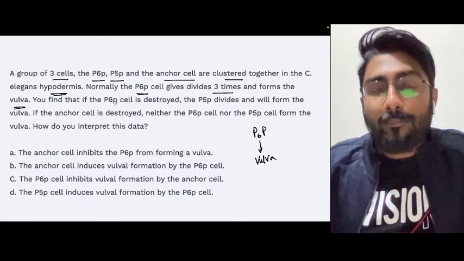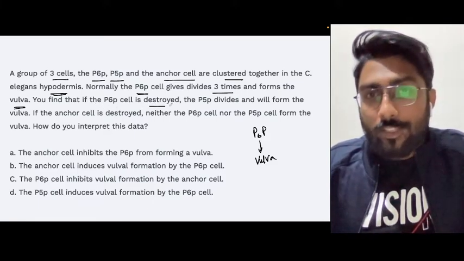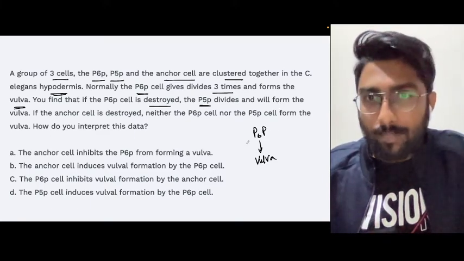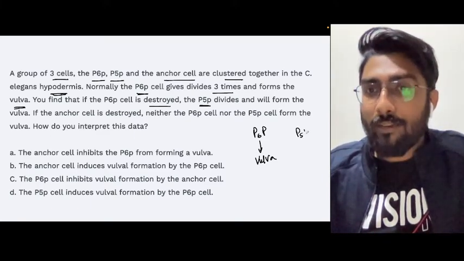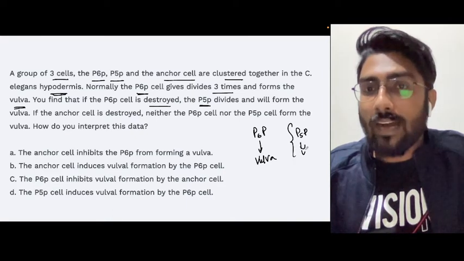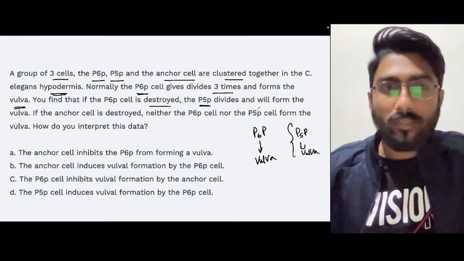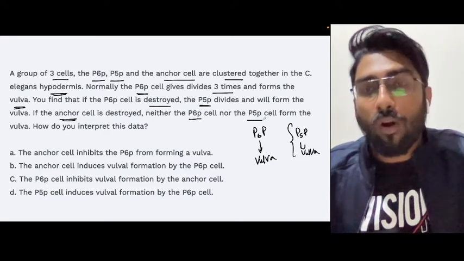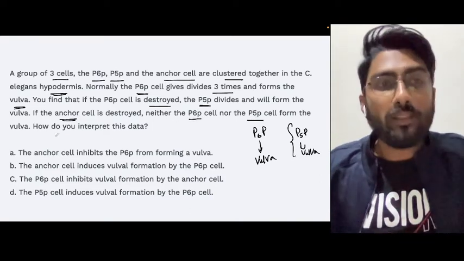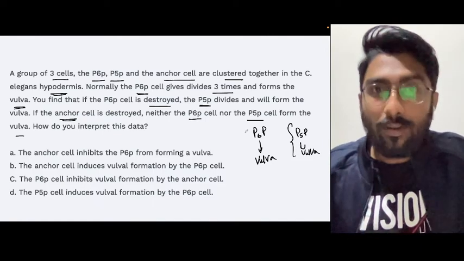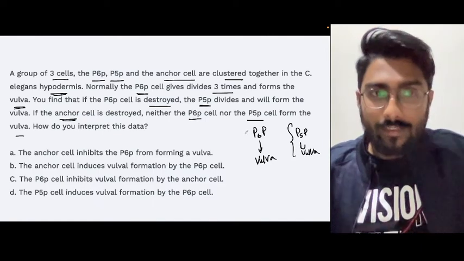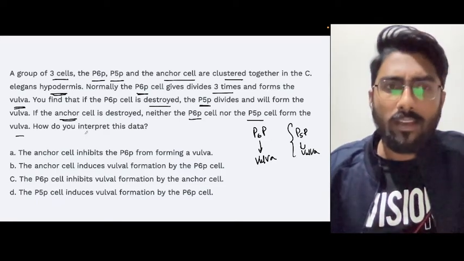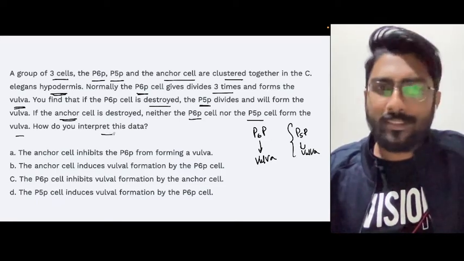You find that if the P6 cell is destroyed, the P5 divides and will form the vulva. So if at all the P6 is not present, the P5P will give the vulva. It's the alternate condition. If the anchor cell is destroyed, neither the P6P cell nor the P5P cell forms the vulva. So the anchor cell is the inducer, right? The anchor cell is inducing the vulva formation, isn't it? It's a very classic concept. How do you interpret that as well? The question is completely clear.